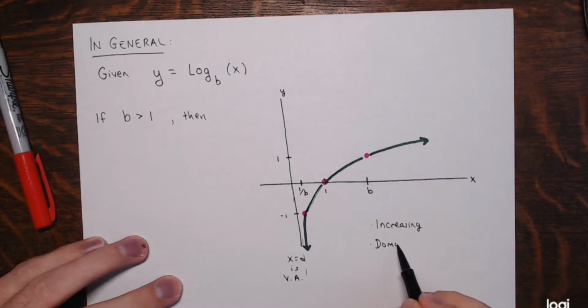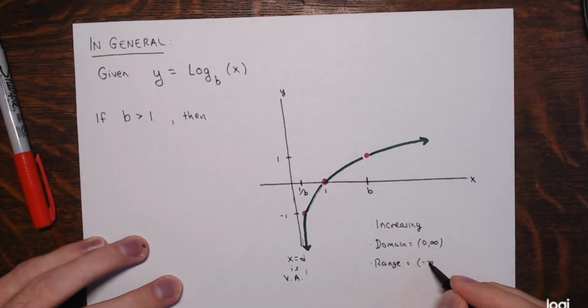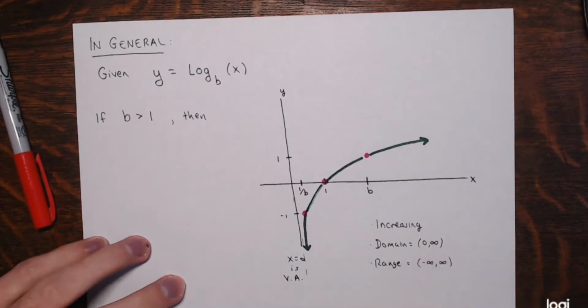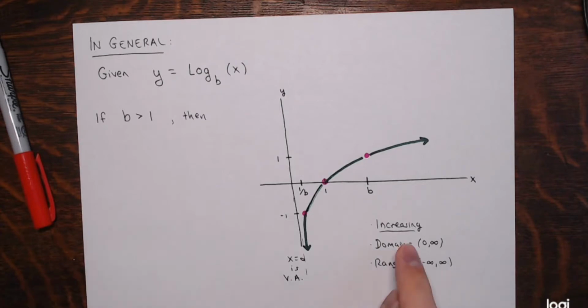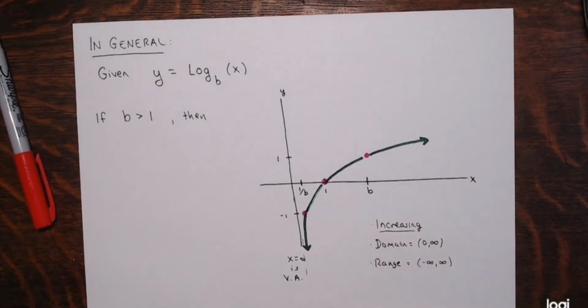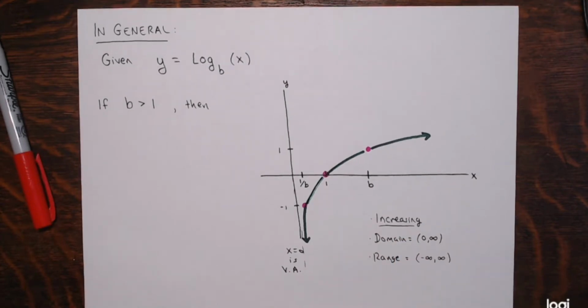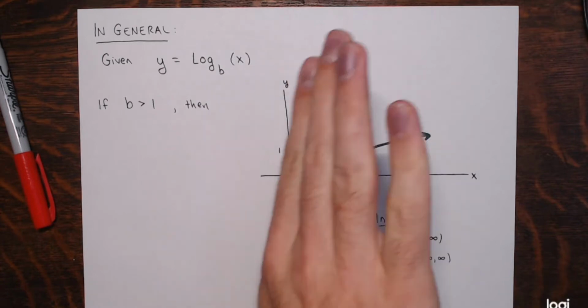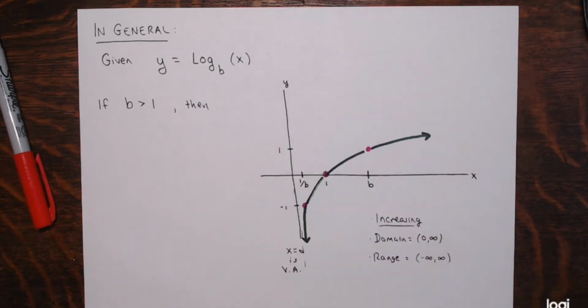The domain is just positive numbers, and the range is all real numbers. And that's not going to change for any of the basic logarithmic functions. The domain will be all positive numbers, and the range will be all real numbers. What's going to change with the different bases is whether or not it's increasing or decreasing. But when the base is bigger than 1 on these basic functions, the function will be increasing, and it's all to the right of x equals 0, since the domain is positive numbers only.